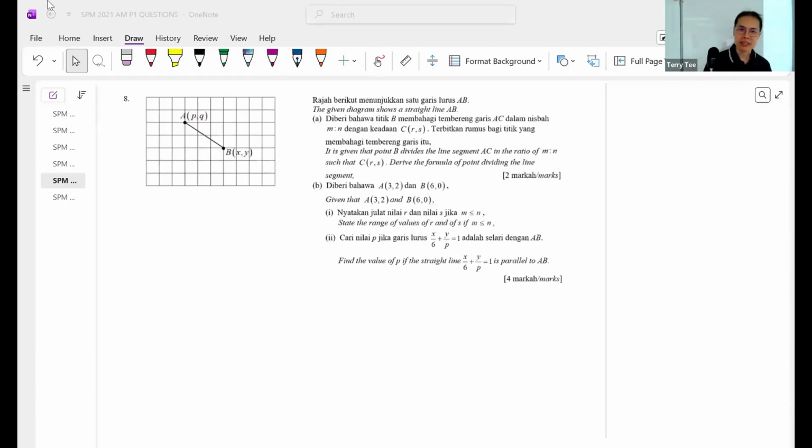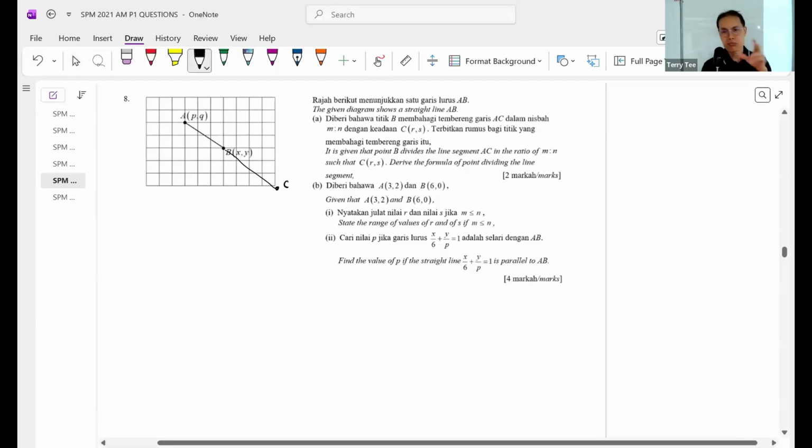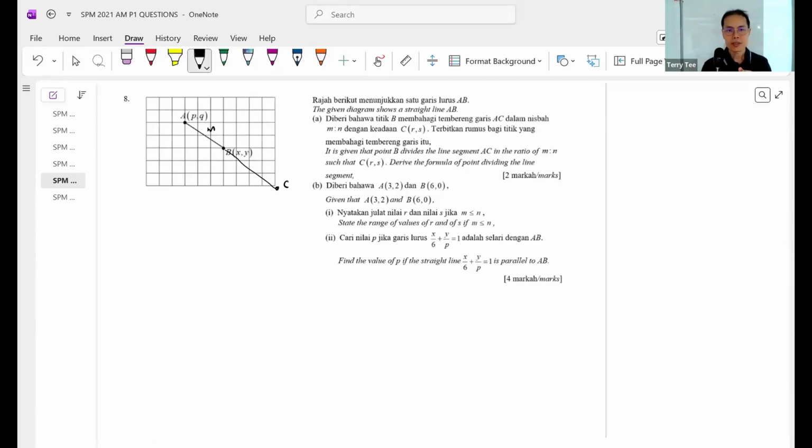Okay, so let's look at question number 8. This is Form 4, Chapter 7, Coordinate Geometry. Given that point B divides line segment AC in the ratio m is to n, such that C is (r, s), derive the formula for a point that divides the line segment. Okay, so this is the division of a line segment. Now, where is C? I don't know. They say B divides AC, so I assume C could be here, right? I just draw it for our own visual. The ratio is m is to n.